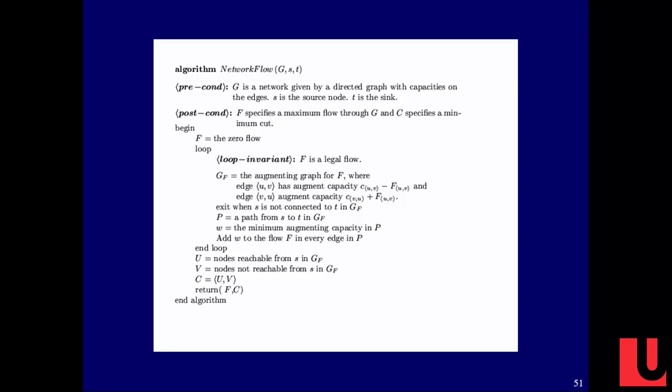So then you have the augmentation graph, and then you find a path from S to T, and if there's a path, then you find the minimum capacity along that path, and you add that amount along the path, and if it's in the reverse direction, you subtract it. Are people kind of following this? And then if there's not a path, then we're going to talk about how to form a cut and what that means.